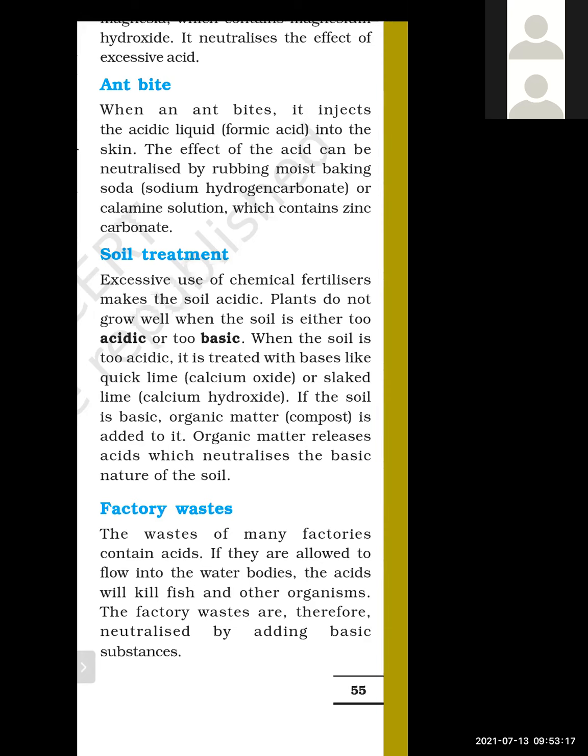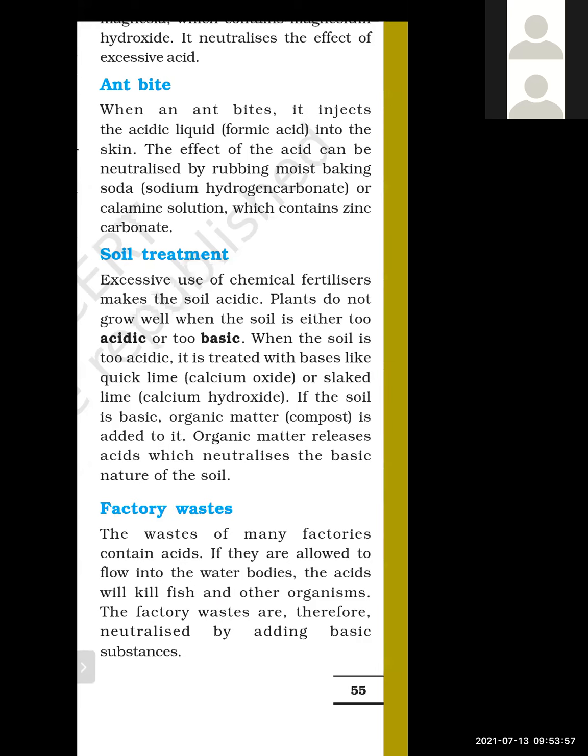Soil treatment. Excessive use of chemical fertilizer makes the soil acidic. Plants do not grow well when the soil is either too acidic or too basic. Yes, the growth of plants will be affected if the soil is too acidic or too basic. Plants will grow well in neutral soil. When the soil is not acidic, not basic, plants will grow. But if the soil is acidic or basic, the growth of plants will decrease, will be retarded.